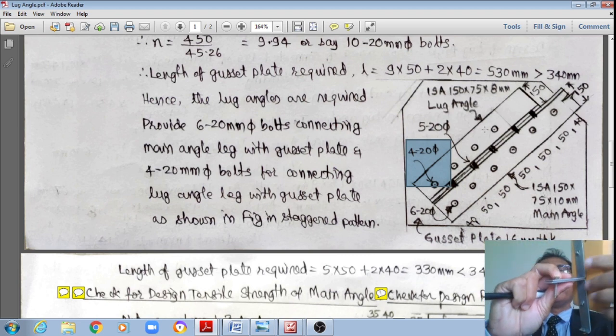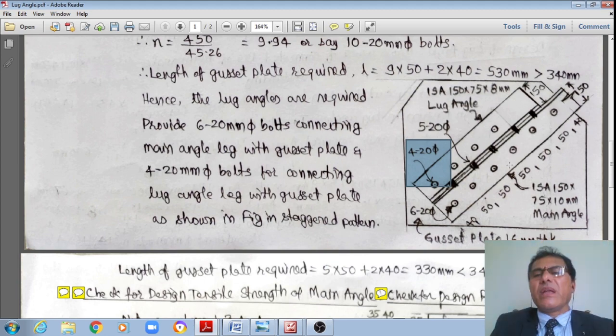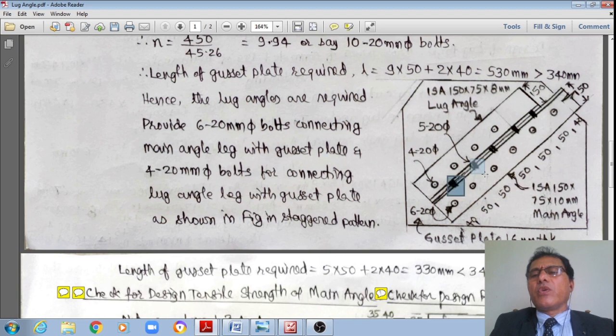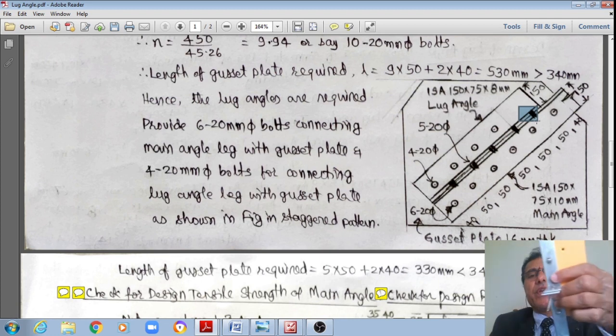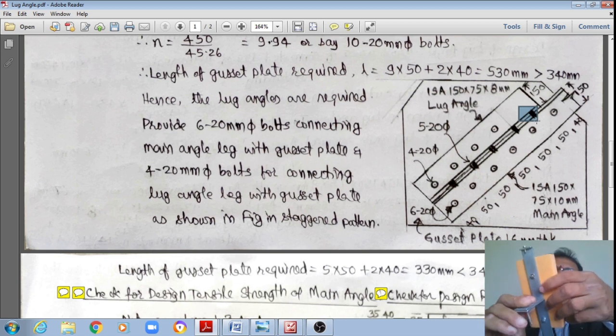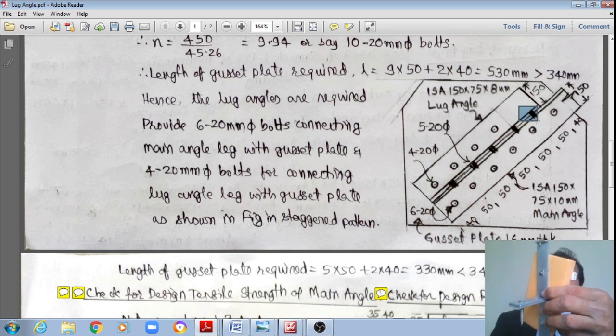If I see in the front view, these are in one row: 1, 2, 3, 4, 5. The same I'm showing in front elevation. That is how the bolted connection looks, student, like this.